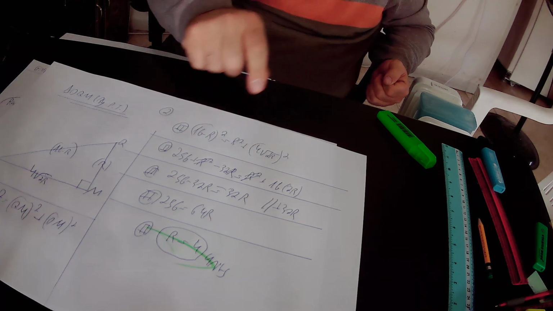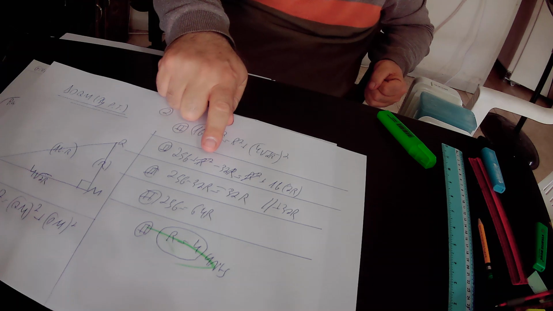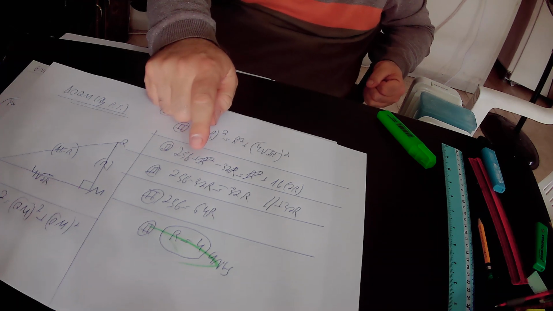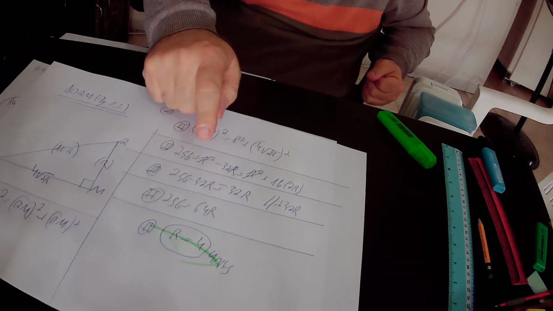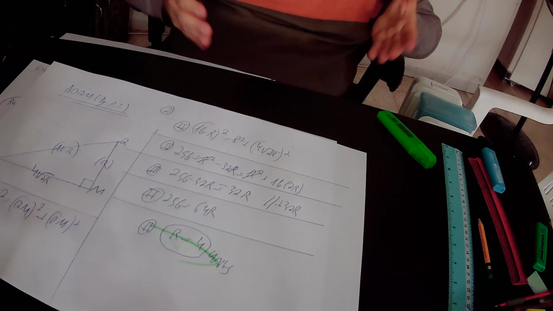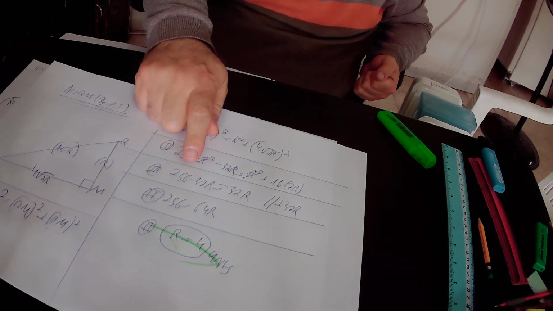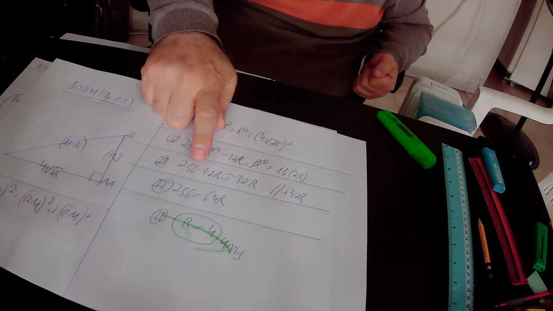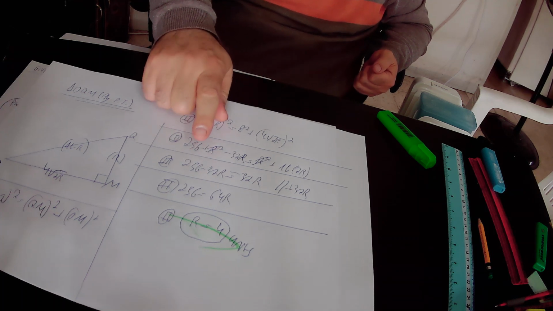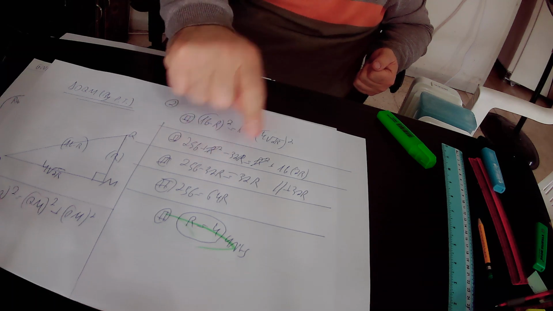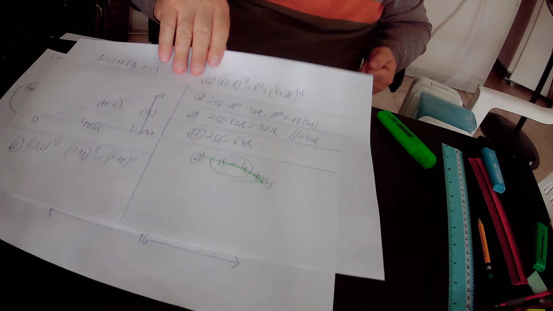Here we added 32r to both sides of equation 2, and we found out that 256 equals 32r plus 32r, that is 64r. So according to equation 2, 256 equals 64r. Here we divided equation 2 by 64, and we found out that r equals 4 units. Because r equals 256 over 64, that is 4. So r equals 4 units.